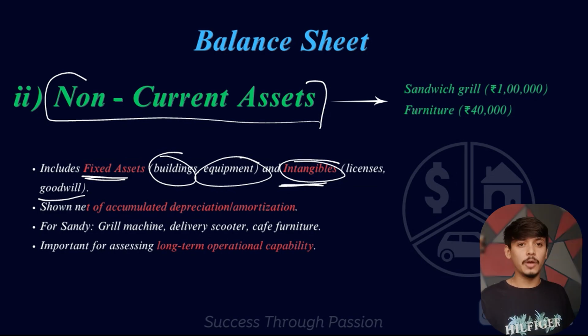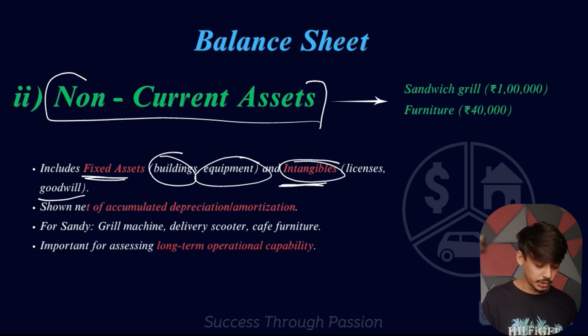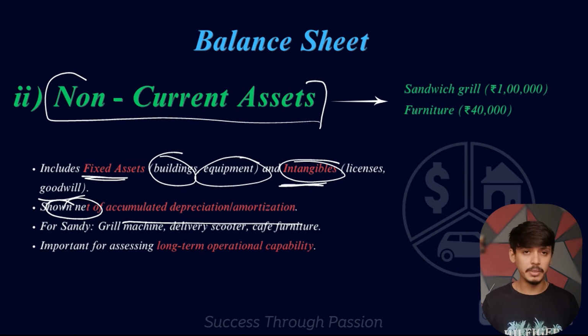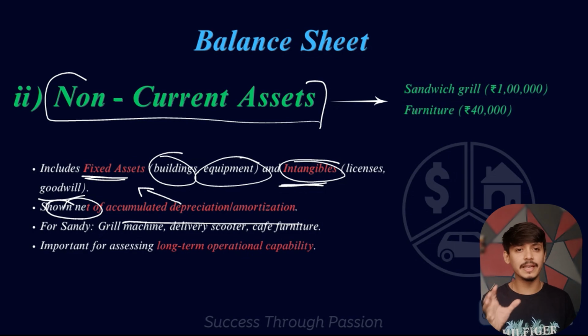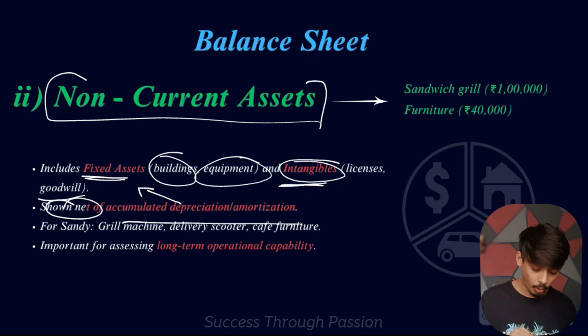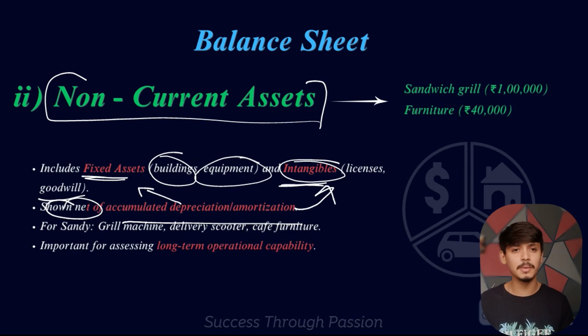Now, the assets that you are purchasing for the business, whenever you plug them into the balance sheet, you will show them net of accumulated depreciation or amortization. Depreciation is the amount that is charged to fixed assets, or the physical assets that your business has, and amortization is charged to intangible assets, that is, assets we cannot physically see. Let's understand net of depreciation or amortization with an example.